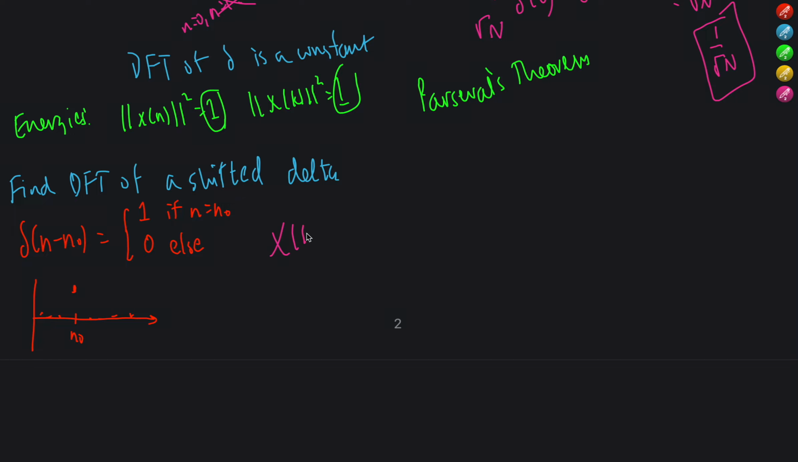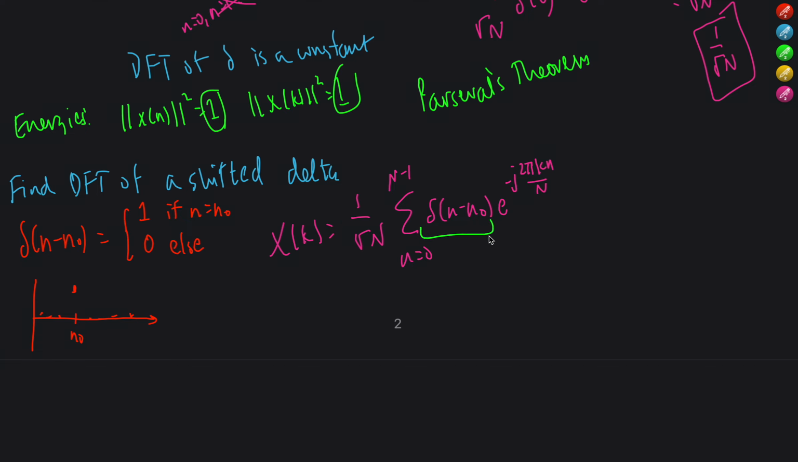So X of k is 1 over root N, sum from n equals 0 to N minus 1 of my signal, which is delta of n minus n naught, times e to the minus j 2 pi k n over N. And I'm not going to lie, these are kind of daunting to look at. You look at this and you think there's no way this is ever going to simplify. Well, look at what we have.